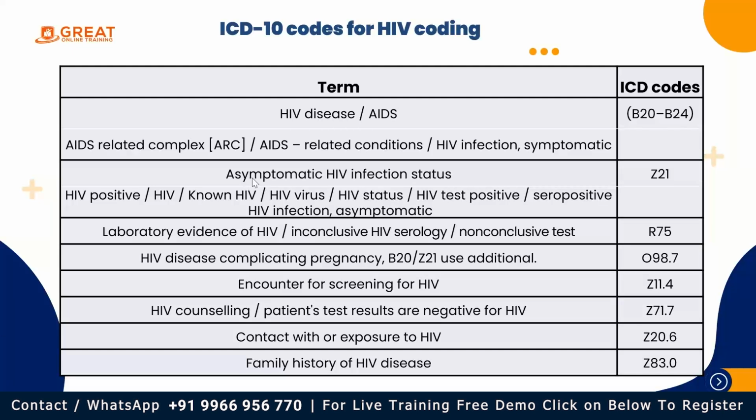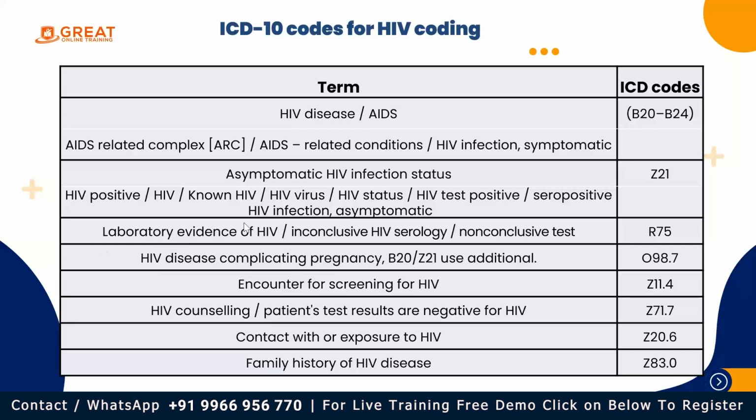If we have symptomatic HIV infection status, or HIV positive, or just HIV is mentioned, or known HIV virus, HIV status, HIV test positive or seropositive, HIV infection asymptomatic, if any of these terms is there, we have to use Z21.